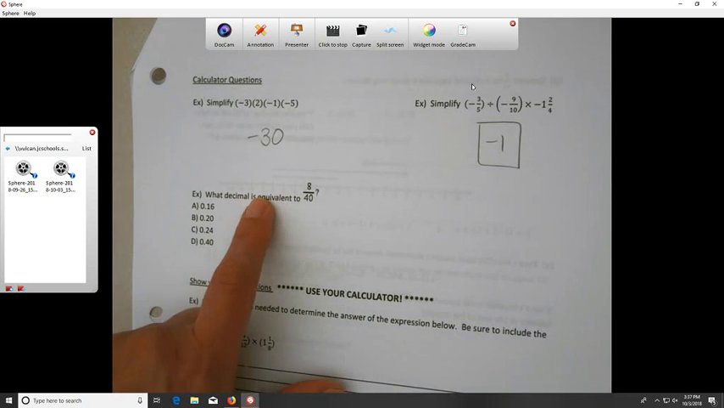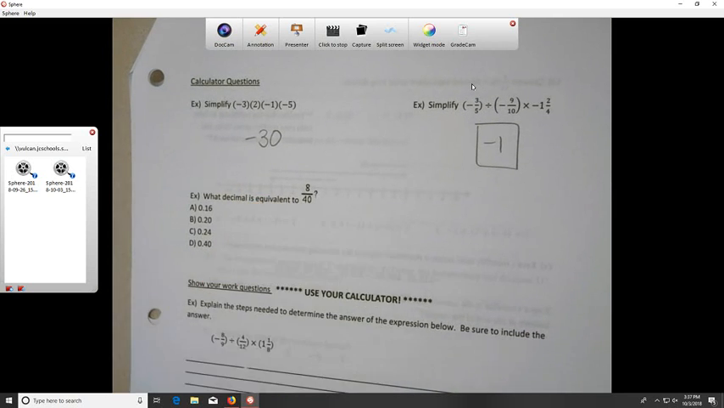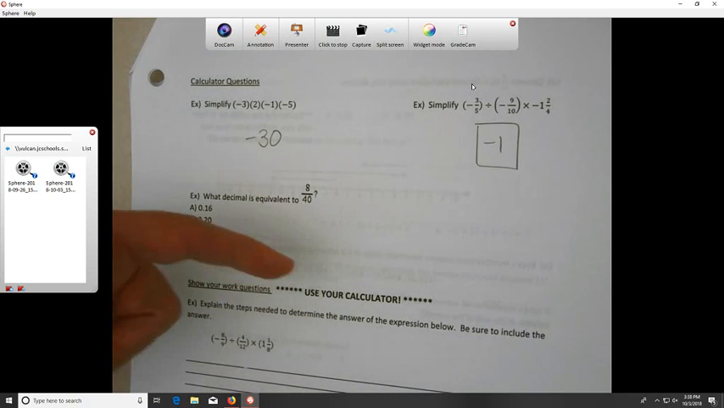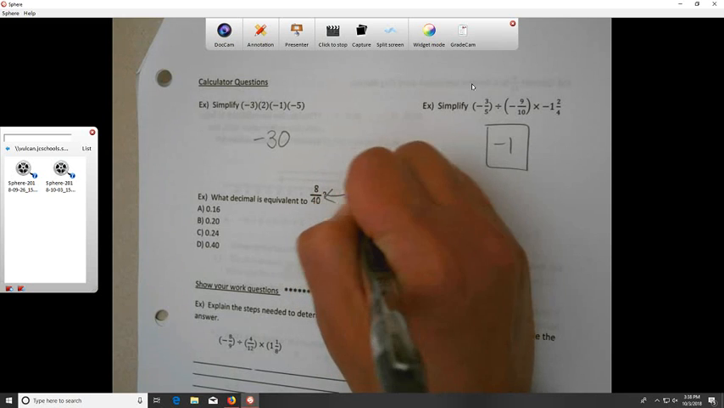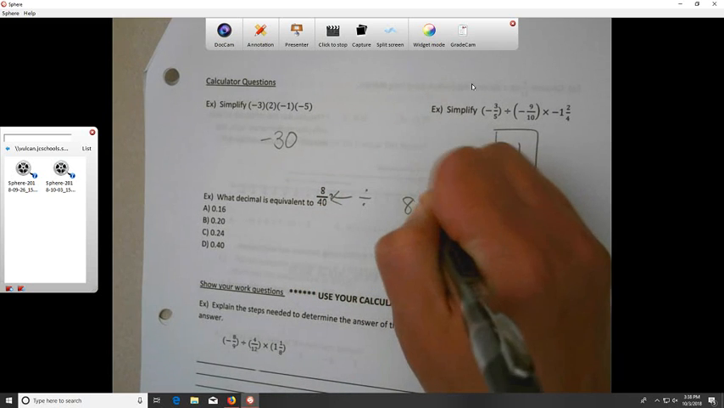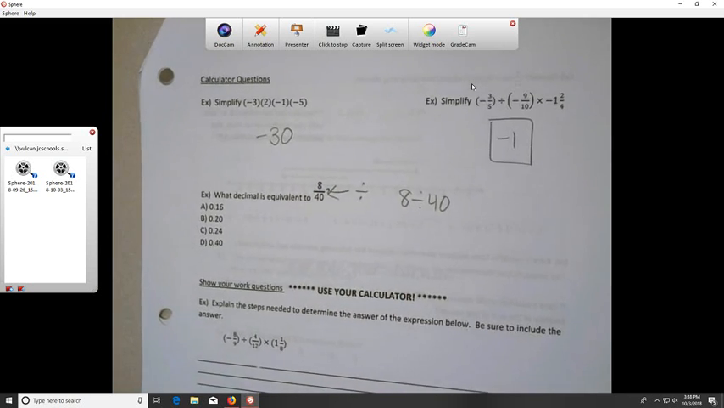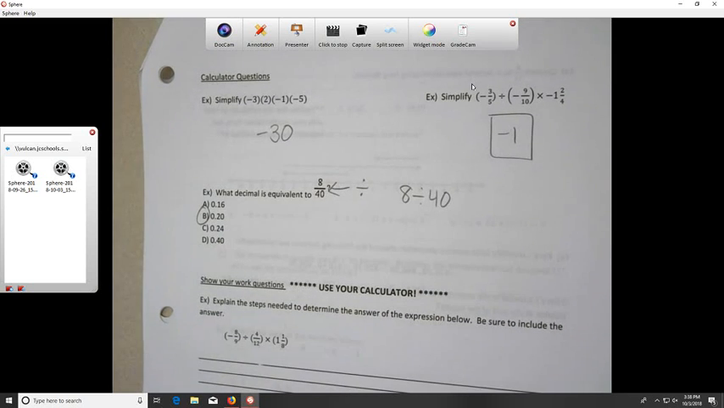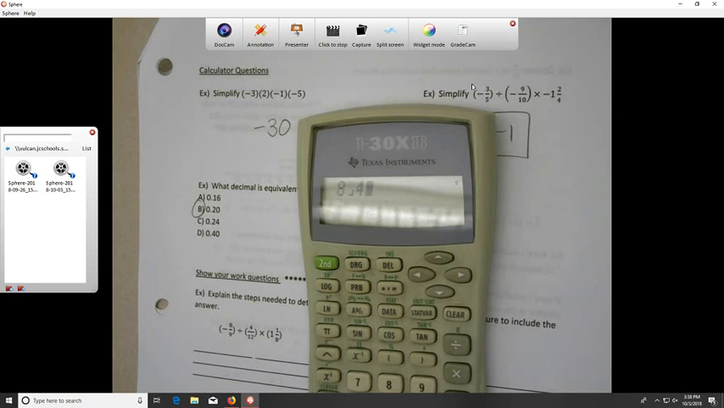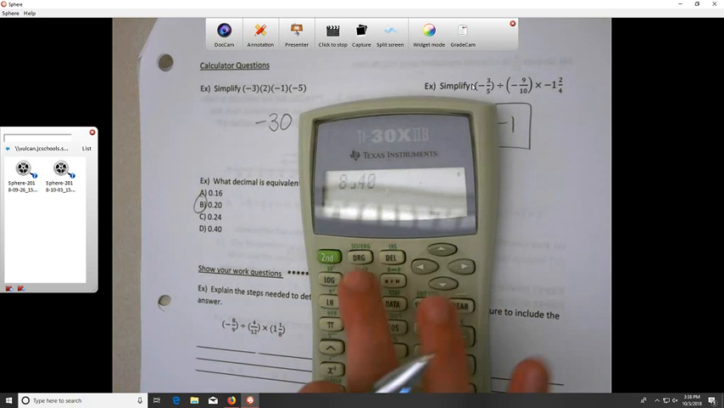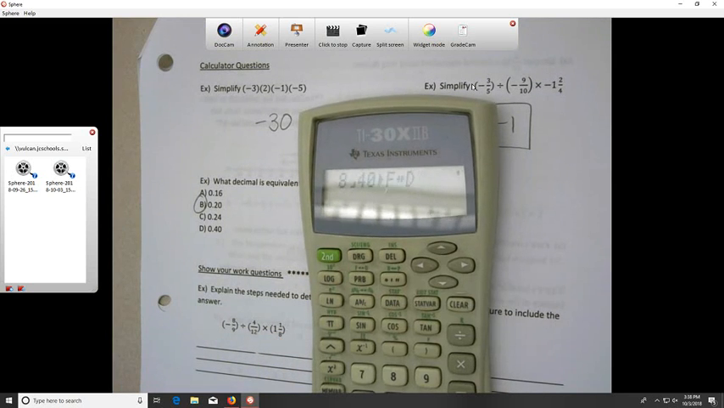And then this one, what decimal is equivalent to 8/40? There's two ways you can do this. If you understand that a fraction just means division, you could type 8 divided by 40, and that'll give you 0.2. Or you can do 8/40 and then second PRB, and that will give you the same answer.